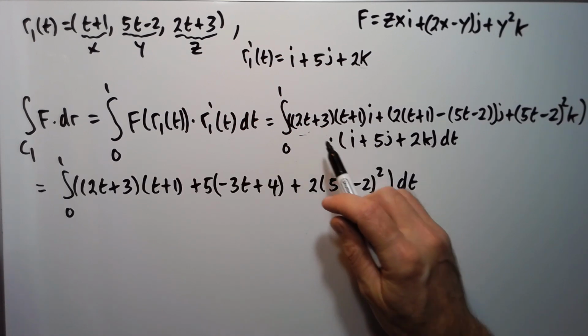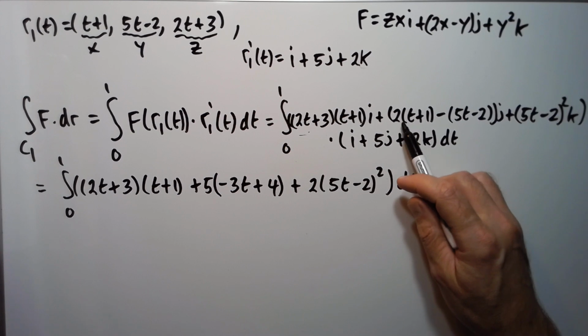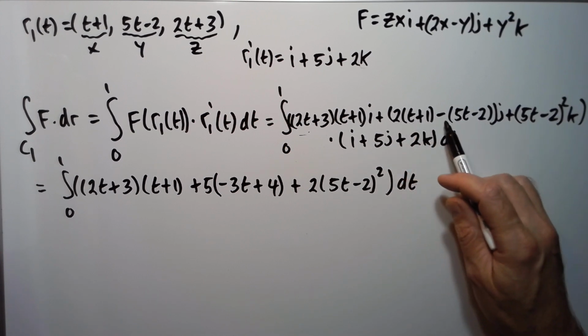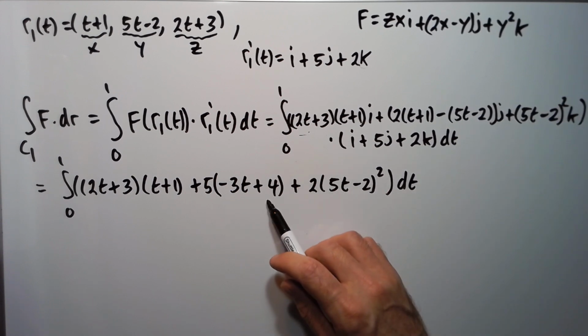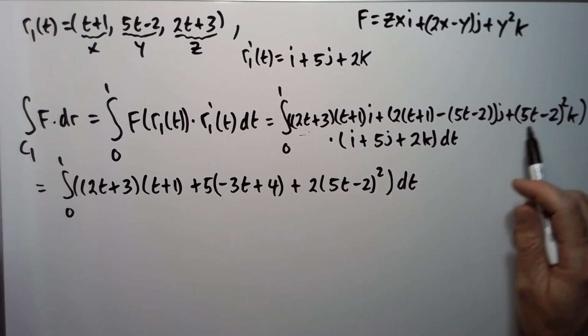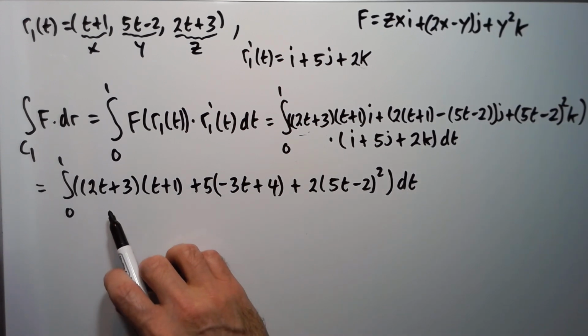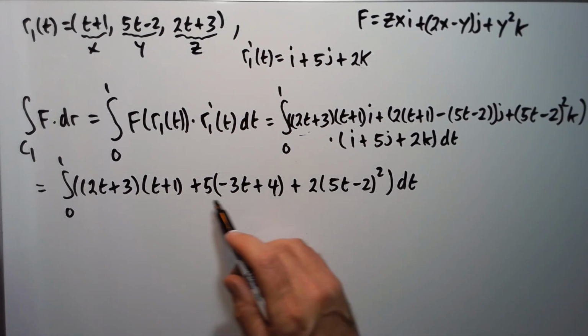So I get this, so again, 1 times that, 5 times that. I simplified this part here because it's 2t minus 5t, so it'll be minus 3t. It'll be 2 minus a minus 2, so it'll be 4 there. And then it'll be 2 times this guy. So you just have to multiply this stuff out and combine like terms.